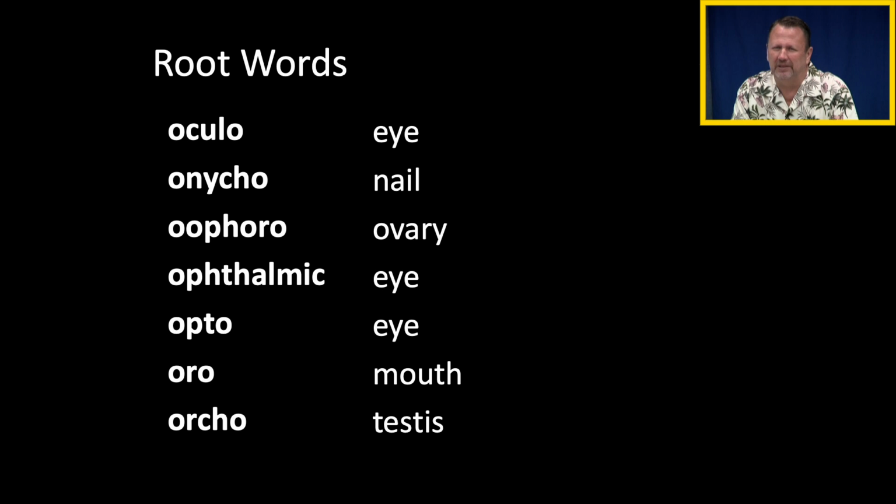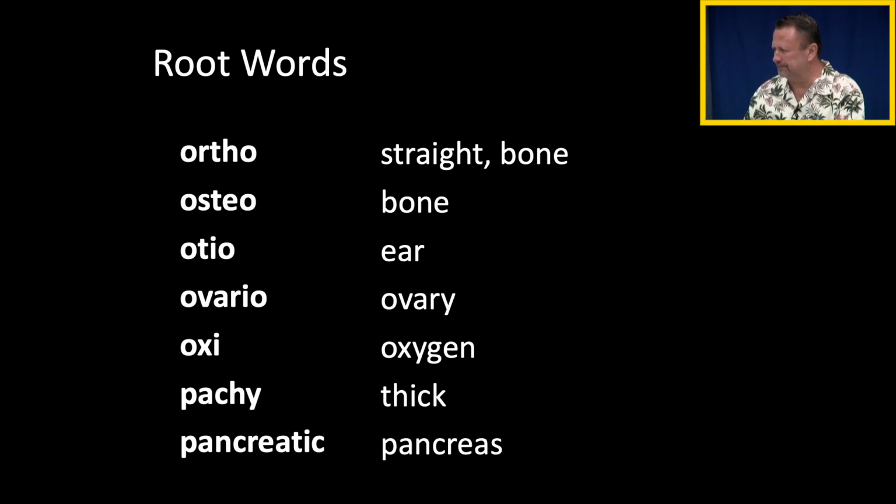Oro means mouth. Perioral, as in oral, is around the mouth. Perioral is around the mouth. Orcho can refer to the testes as well, and so when somebody undergoes an orchiectomy, now that is surgical removal of the testes for whatever reason.